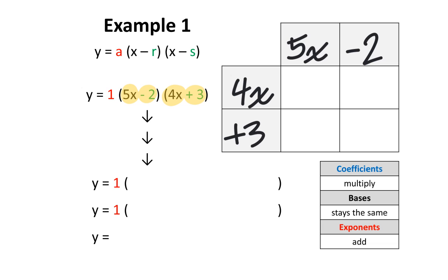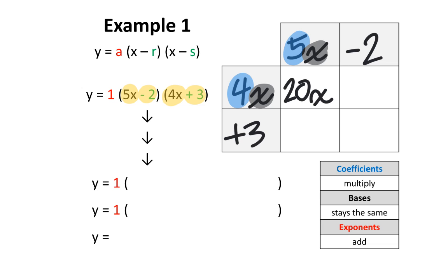The first step is to take a look at the coefficients. The coefficient of this term is 4 and the coefficient of this term is 5. We want to multiply coefficients. So 4 multiplied by 5 is going to give you 20. Next, we need to take a look at the bases. The base of this term is x, and the base of that term is x as well. Bases stay the same, so I'm going to rewrite an x right over there.